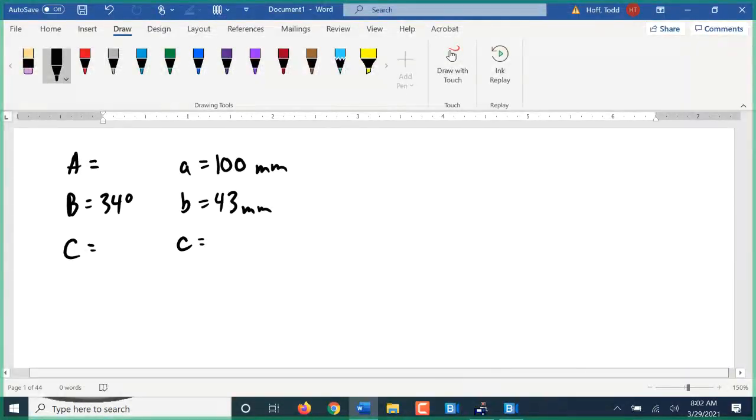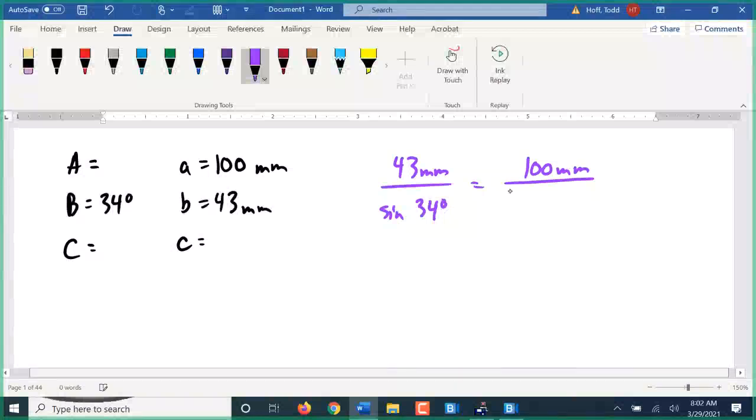In a situation like this, again, we have one angle and two sides. Again, the opposite side is smaller than the two sides, and that opposite angle is smaller than the two sides. We just set this up as 43 millimeters over sine of 34 degrees equals 100 millimeters over the sine of A. Now I realize we're supposed to figure out whether A is obtuse or acute first whenever this case comes up, but something's going to happen here where it really doesn't matter.